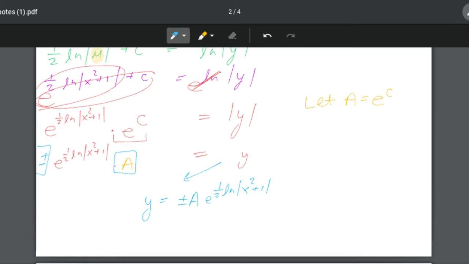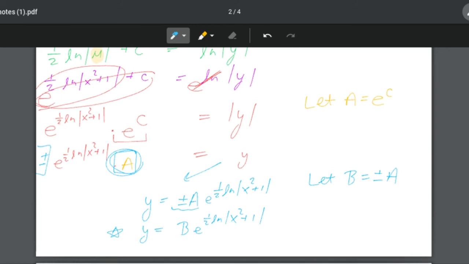Here, though, our constant did get a little bit more complicated than a letter. It was just the letter a. Now it became plus or minus a. So I would, again, rename it. Keep going down the alphabet. We already used a, so I'd use b. Let b equal plus or minus a. So we got y equals b times e raised to the 1/2 ln x squared plus 1 power. So this is basically our answer right here, but we have to solve for b.